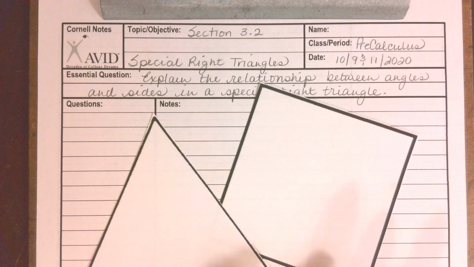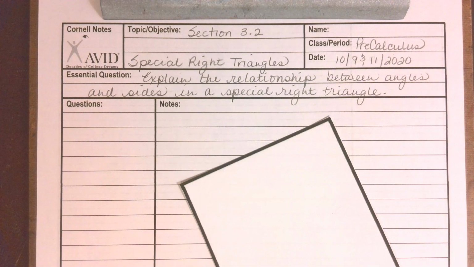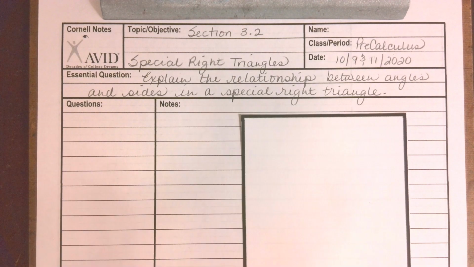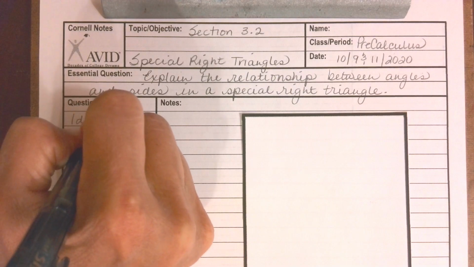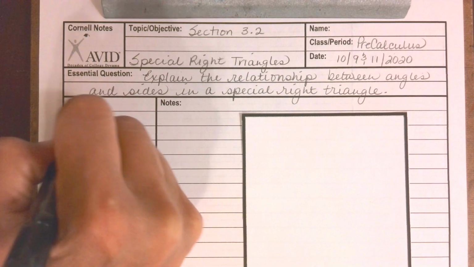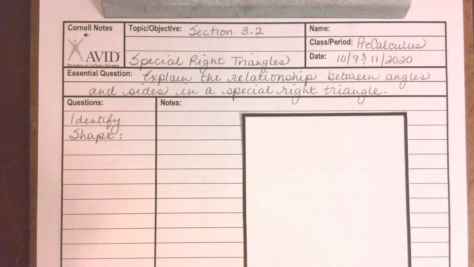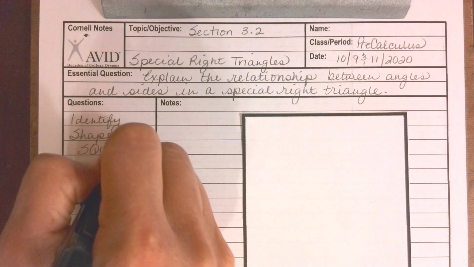So pause your video here and go ahead and copy the heading to your note-taking guide. So we're going to start out with the shape. So first of all, let's identify what this shape is. Okay, so over here at the side, I'm going to write identify the shape. And at this point, I'm sure we all know that this is a square.